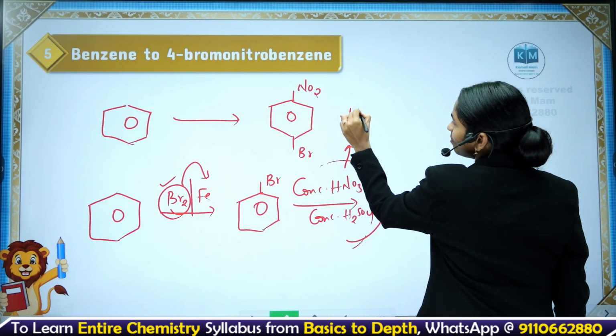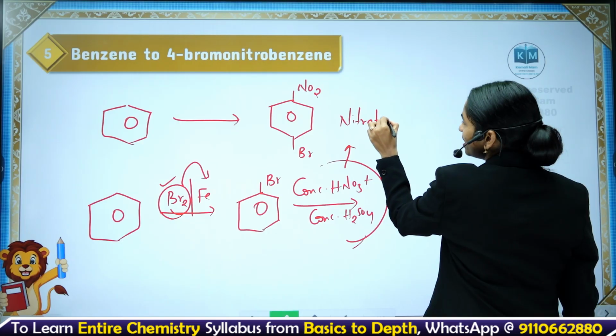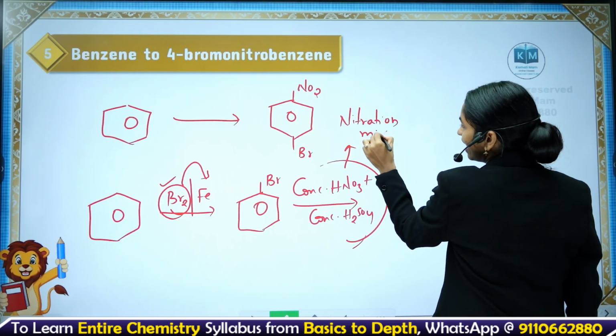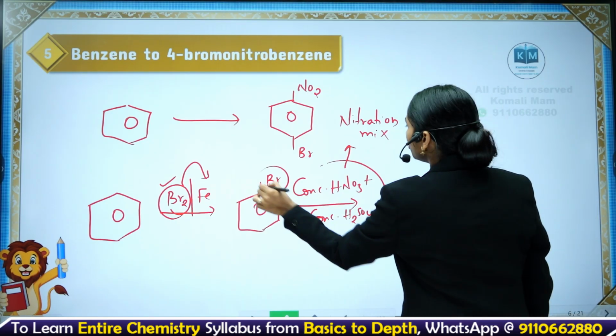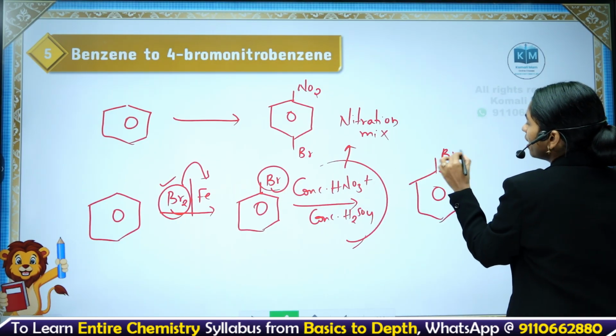What is this, students? Tell me. Nitration mixture. If you do this nitration, then Br is an ortho-para directing group. Br is an ortho-para directing group.